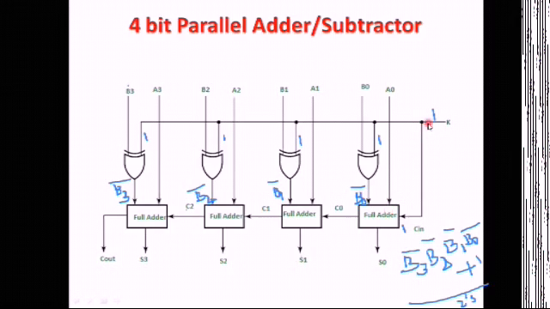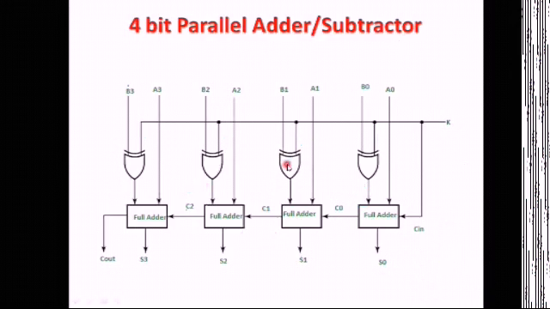That is, when K is equal to 1, we are doing the subtraction operation in this 4-bit parallel adder subtractor circuit. So you can see that this particular circuit acts as an adder and also as a subtractor. It acts as an adder when this control input K is equal to 0, and it acts as a subtractor when K is equal to 1. So this particular circuit can be used as an adder and also as a subtractor. I hope this is clear to all of you.